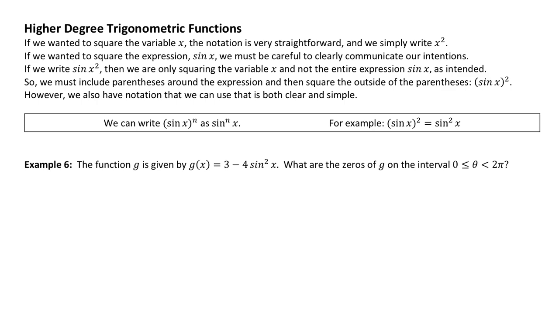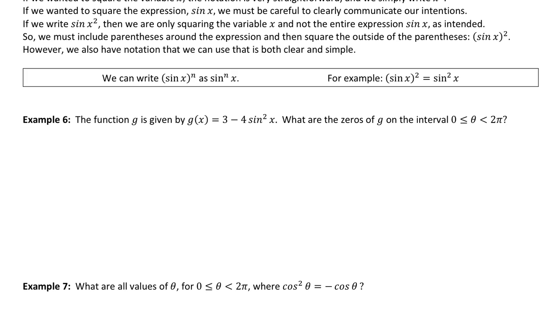Okay, the function g is given by g of x equal to 3 minus 4 sine squared of x. What are the zeros of g on the interval from 0 to 2 pi? Couple things to note for yourself. We have a domain restriction. So are we going to write a general solution? No, we're just going to give actual 1 or 2 answers.